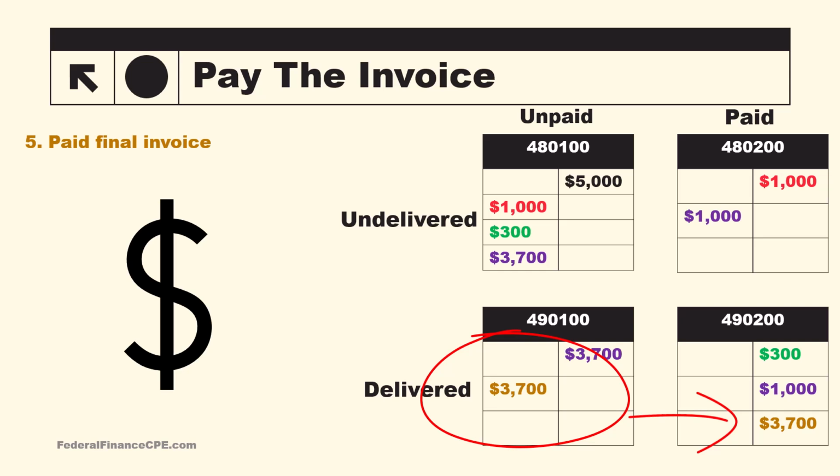Look at our matrix now. We can see a complete story of our concert. Let's do a quick sum to confirm all our dollars are accounted for. In 4902, we have $300 for permits, $1,000 from our initial deposit, and $3,700 from our final payment. This gives us a total of $5,000, which matches our original obligation in 4801.